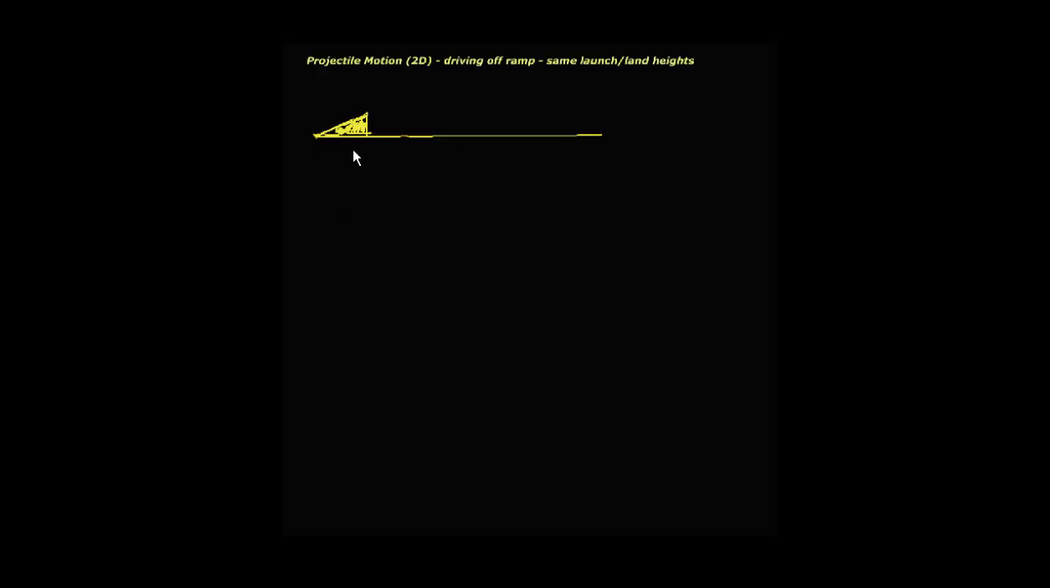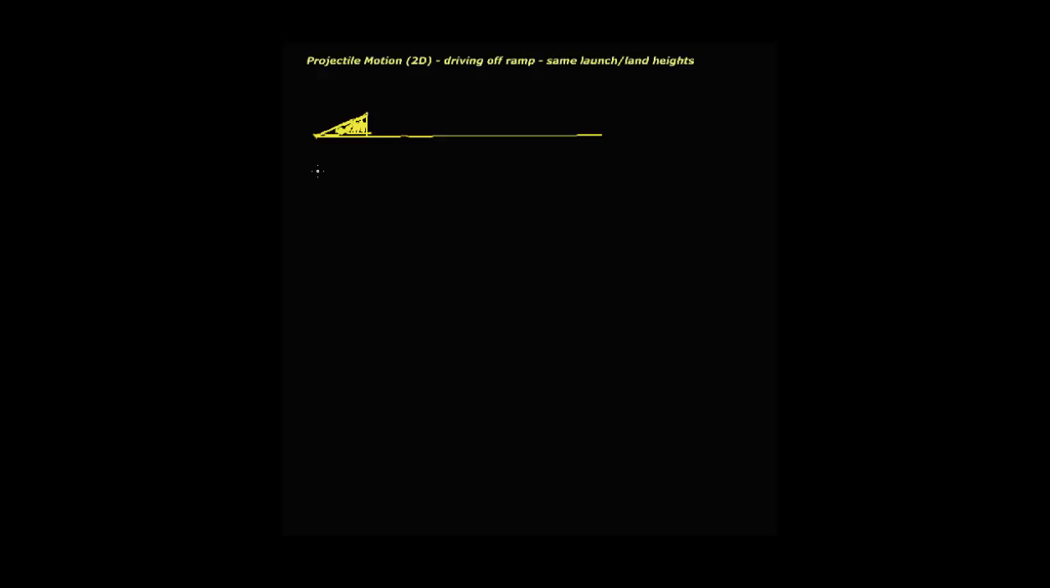We're still talking about projectile motion, or two-dimensional motion, meaning it projects or lands somewhere else. We're going to do a problem here of driving off a ramp and launch. It's going to have the same launch and landing heights, so it's going to go from ramp to ramp, essentially same height to same height.